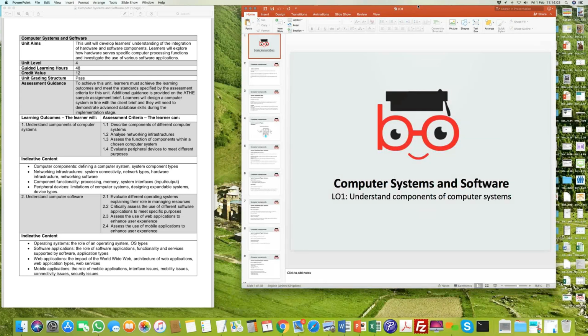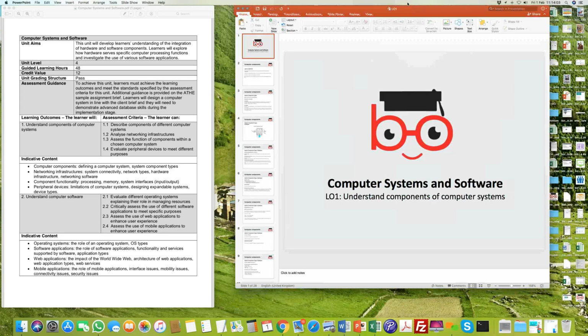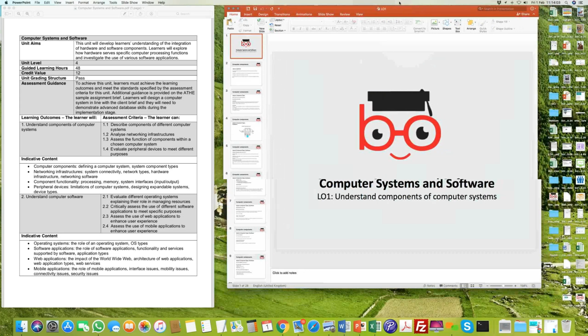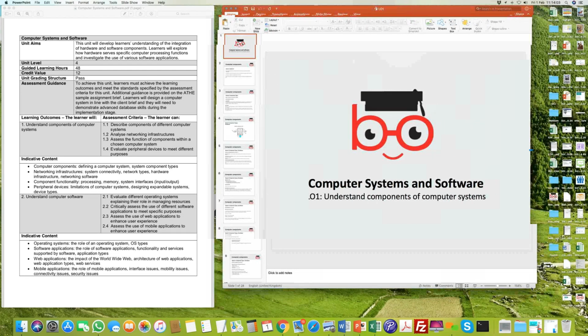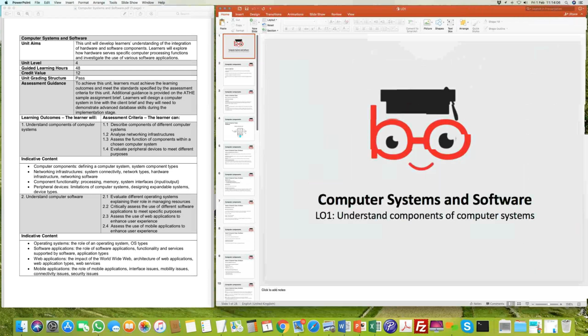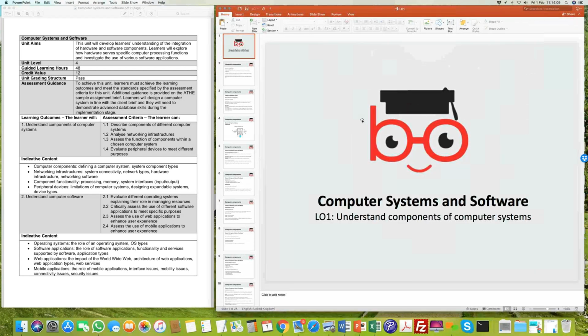So we've got a couple of slides here which are quite, I would say, elementary, but they give you the information which is required for you to be able to understand the components of a computer system.